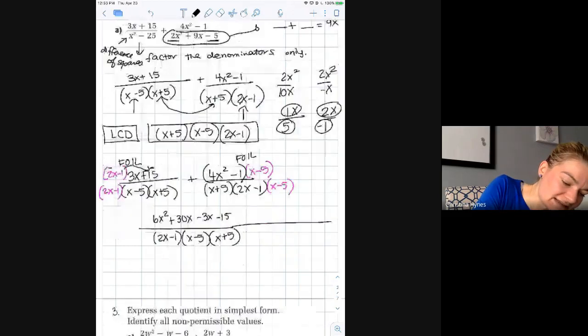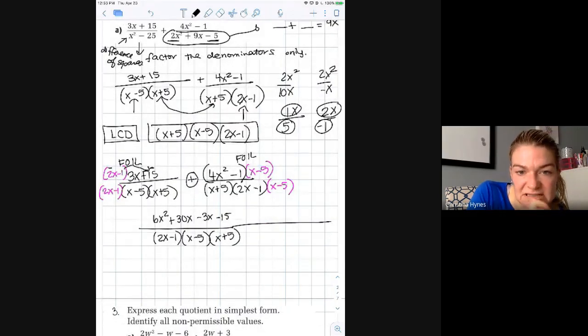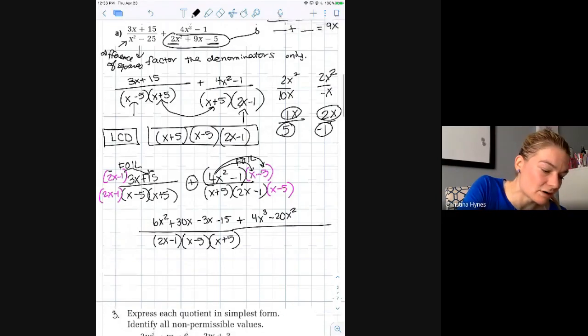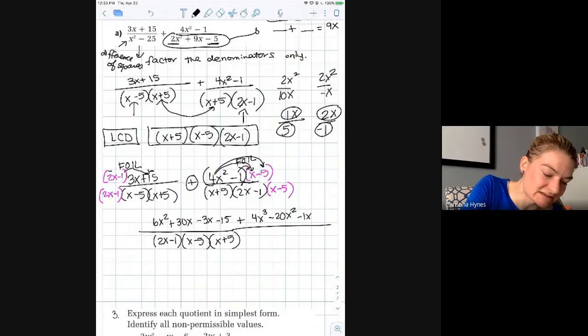FOIL for the second part. Now this is positive. If it was a subtraction, we would have to distribute the negative as well. But here it's positive, so that does make it a little easier. So we just have to do positive 4x squared times x, which would be 4x cubed. And then we have 4x squared times negative 5, which is negative 20x squared. And then we have our insides, negative 1x, and then our last terms, these two together, which would be positive 5.